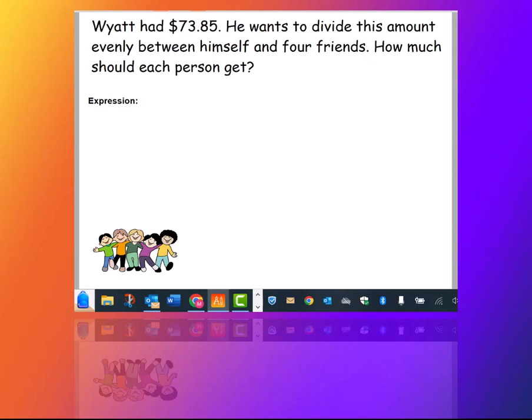All right, word problem. Wyatt had $73.85. He wants to divide this amount evenly between himself and 4 friends. How much should each person get? You always want to write your expression first. We know it's a division problem because, A, we're given the total amount, and B, it tells us to divide it. So this is the amount that we're dividing. This is your dividend. It goes first in your expression, 73 85 hundredths. Now we're wanting to divide it evenly between Wyatt and his 4 friends. So if you thought it was just the 4 friends, it's not, because it also includes Wyatt. So it's actually divided by 5.